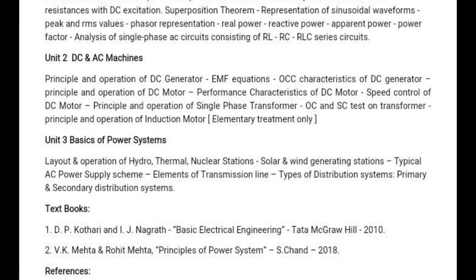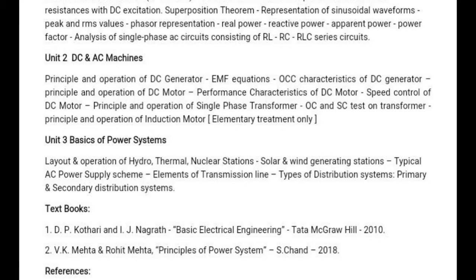A machine converts one form of energy into another form, that may be mechanical energy into electrical energy, electrical energy into mechanical energy, heat energy into electrical energy, whatever it is. One form of energy is converted into another form of energy, it is a machine. DC machines use a DC power supply, and AC machines use an AC power supply.